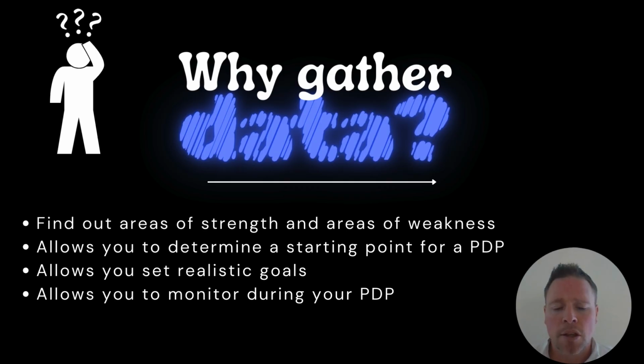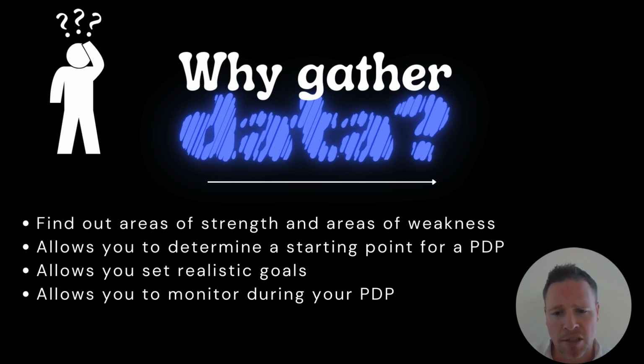Before we get to the ins and outs of the General Observation Schedule, I think it's important to think about why we gather data in the first place. The first reason is, we find out which area is strong and which area is in the area of weakness. When we find out this area of weakness, we're then able to create a PDP to try and turn this area into a strength.